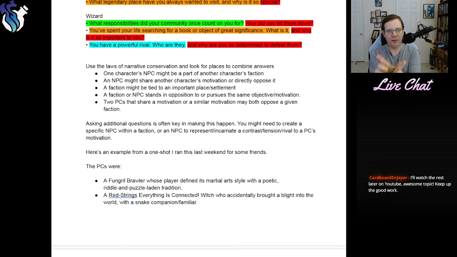But if there is an NPC that kind of lives in that intersection, especially if there's two characters who have similar or parallel objectives or motivations, or you create a connection between those motivations or objectives through conflating or creating a faction or character that lives in that intersection or that overlap of what these different characters want.